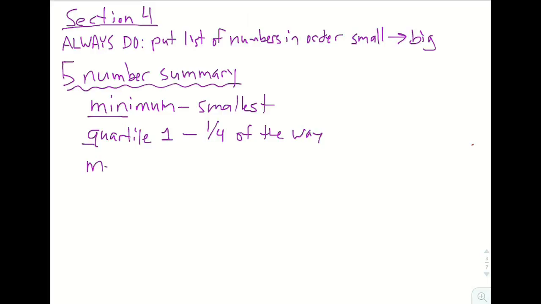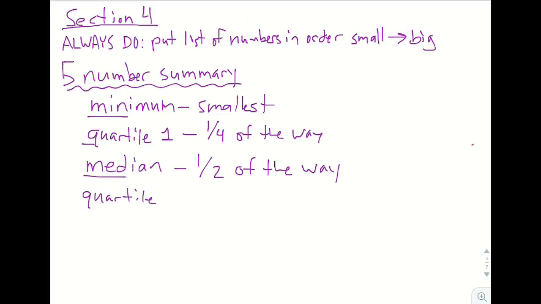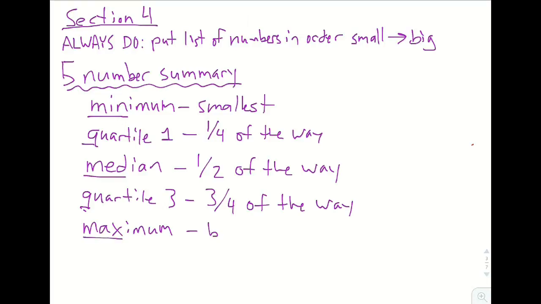In the middle you have the median, sometimes abbreviated MED. That's halfway through the list, so half of the way. We then have quartile number 3, sometimes just called Q3. That's the number 3/4 of the way through the list. And then we end with our maximum, also known as just the max, and that is the biggest number.